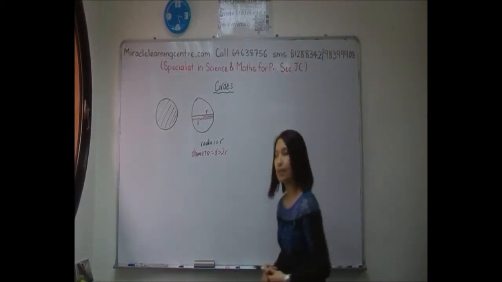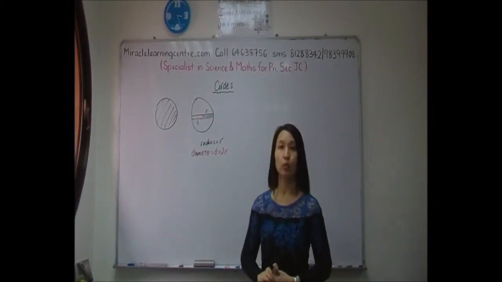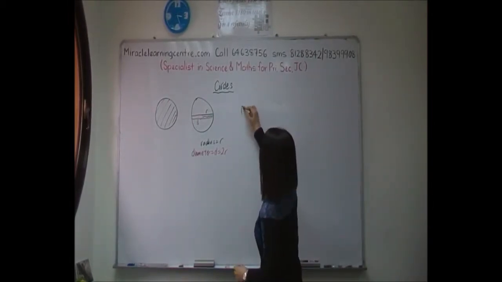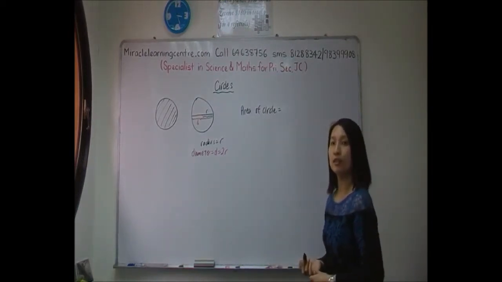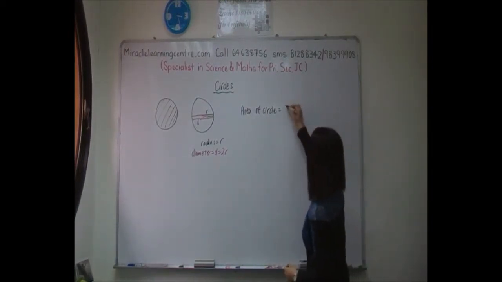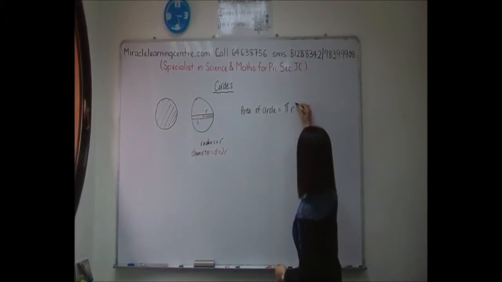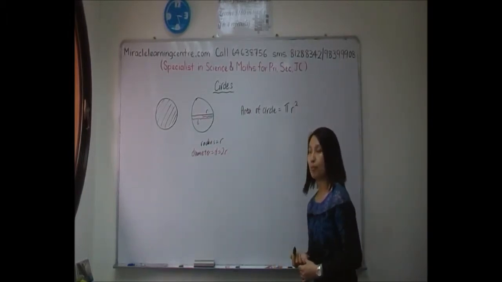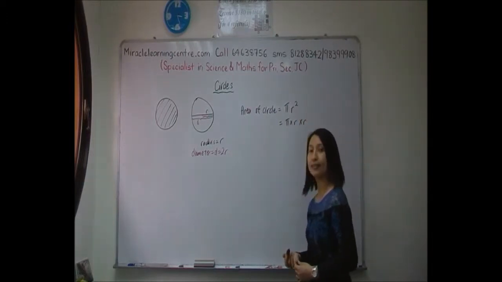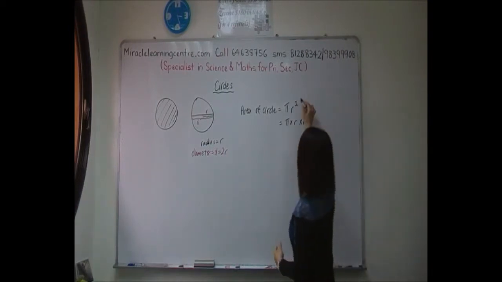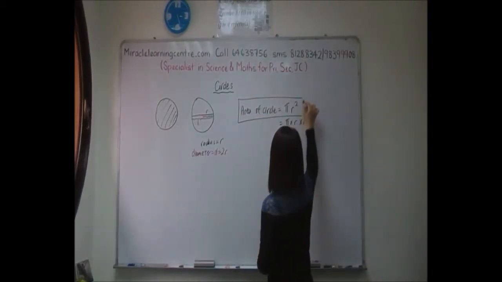Okay, knowing the radius and the diameter, we can find the area of a circle. The area of a circle is given by a formula pi r squared. That means it's pi times r and times r again. Pi r squared. You need to remember this formula.